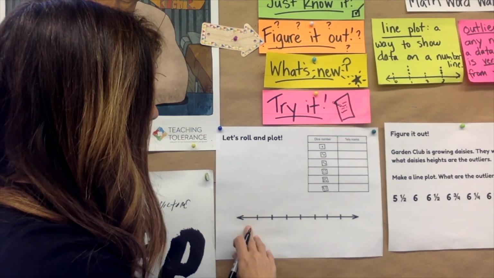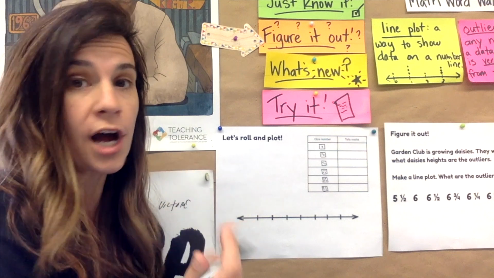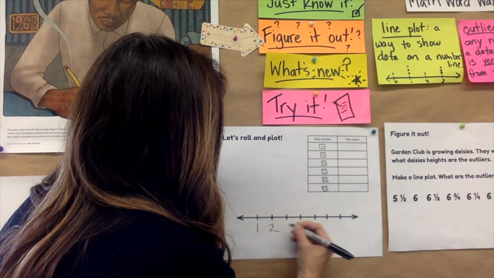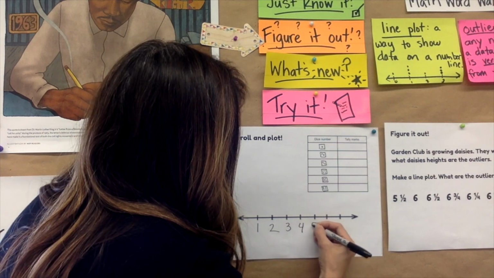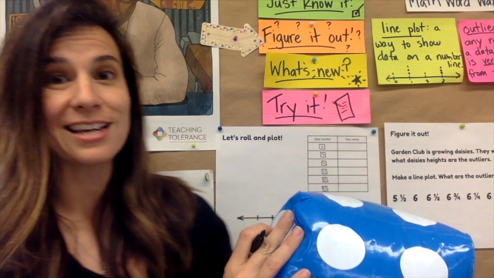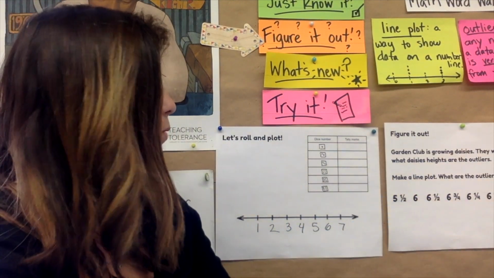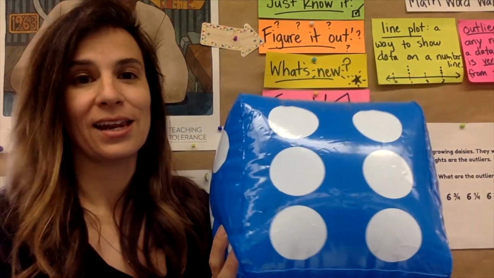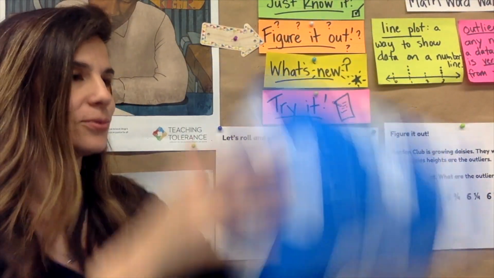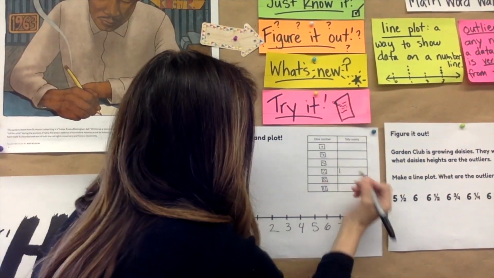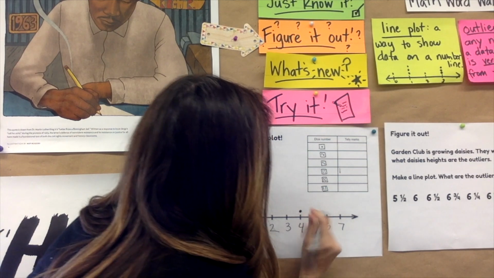I'm going to start with 1, because we know that on the dice is 1. So 1, 2, 3, 4, 5, 6, and we can just put 7 on there, although we know our dice doesn't have a number 7. So what we're going to do is I'm going to throw it up in the air. Whatever lands is going to be what we plot and keep track of. So here we go. 4. So we're going to put a tally for 4 and plot it there.